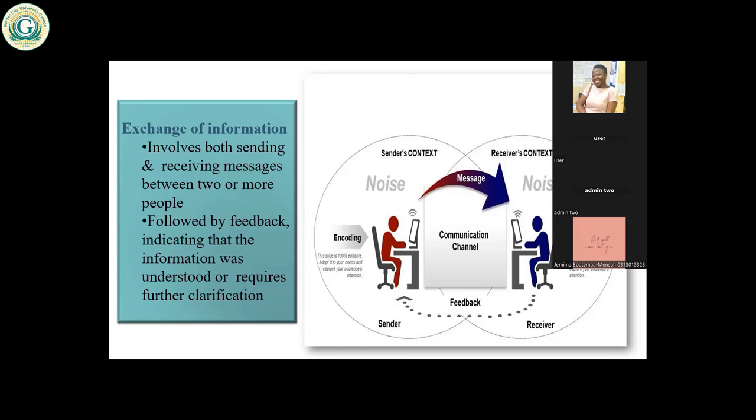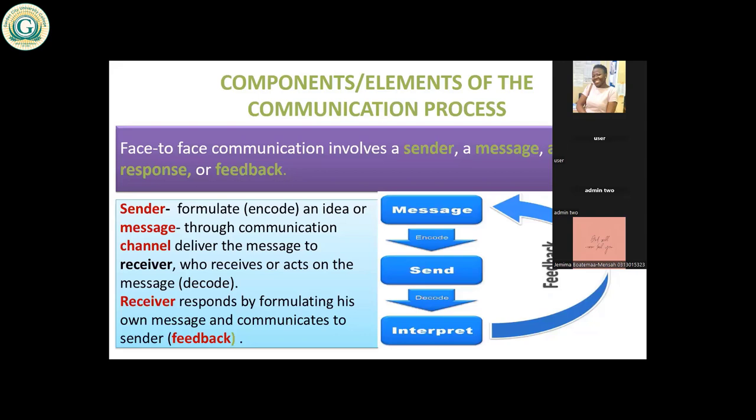It's very important. The exchange of information involves, as I said, the sending and receiving of messages between two or more people. You need to know the content of what the message is about. Then it's followed by feedback, indicating that the information was well understood or requires further clarification. So that is the communication process. Face-to-face communication involves a sender, a message, a receiver, and a response or feedback. These are the elements of the communication process.